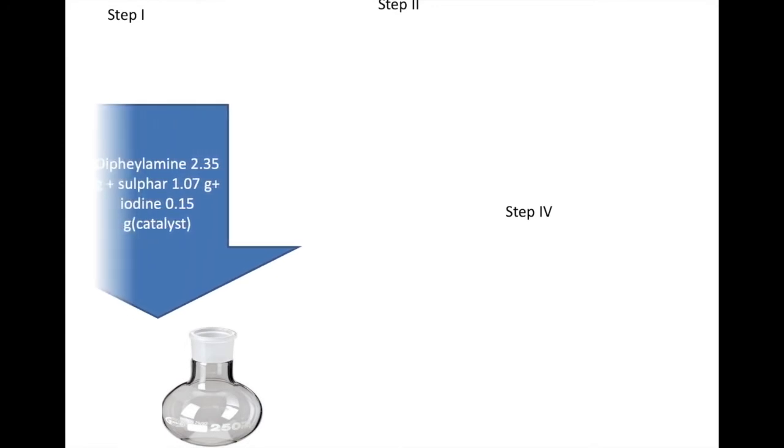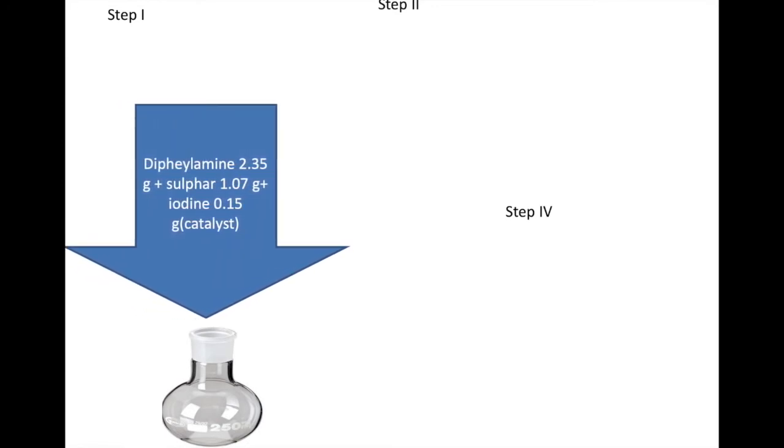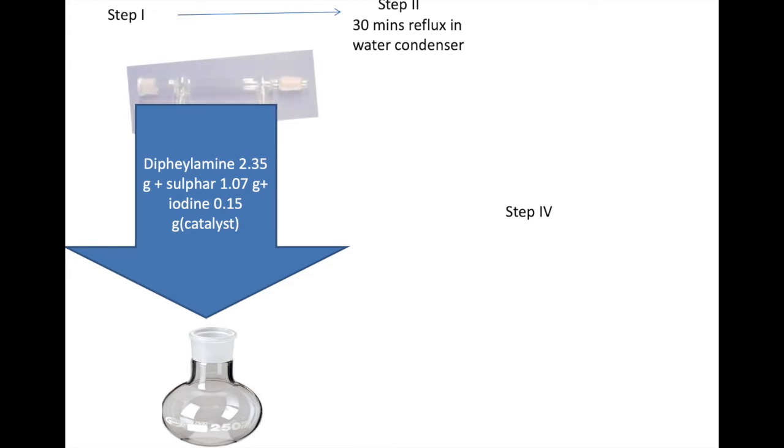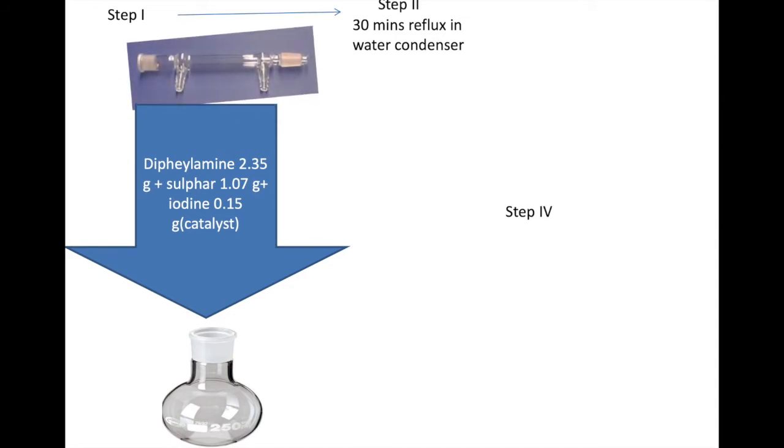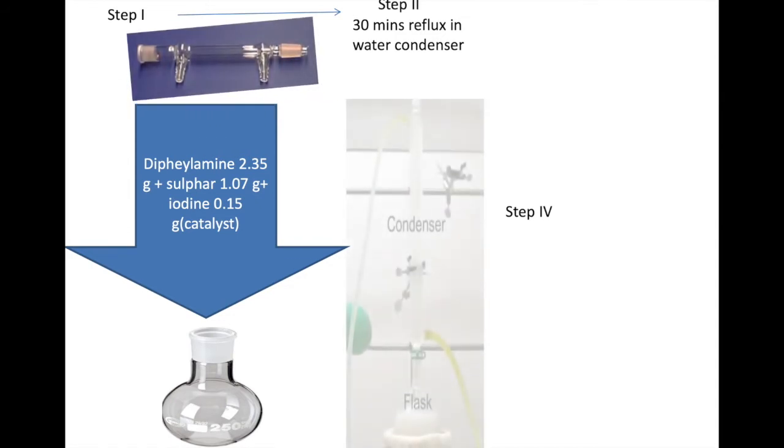After looking at the principle, let's move to the procedure, how to make it. First of all, we have to weigh accurately diphenylamine 2.35 gram, then sulfur 1.07 gram and iodine 0.15 gram. Then we have to add all the chemicals in the round bottom flask. We have to set up the reflux assembly in step 2.